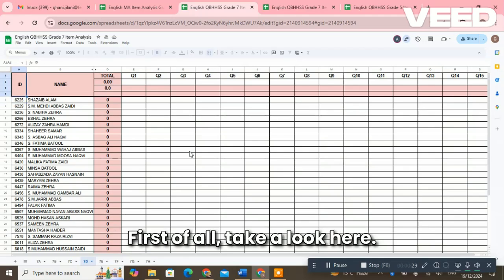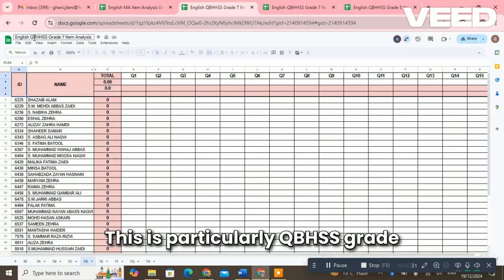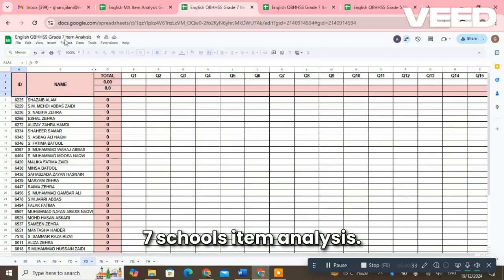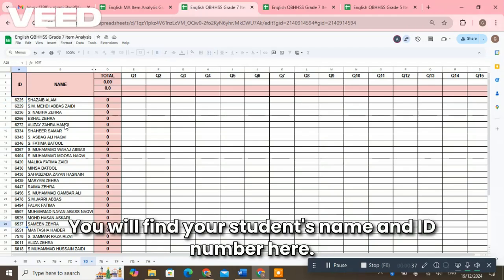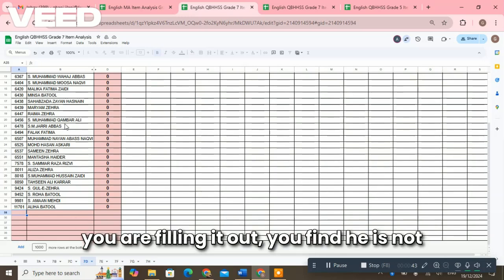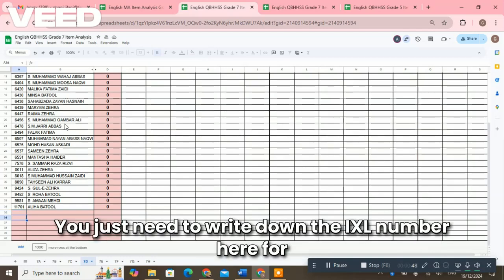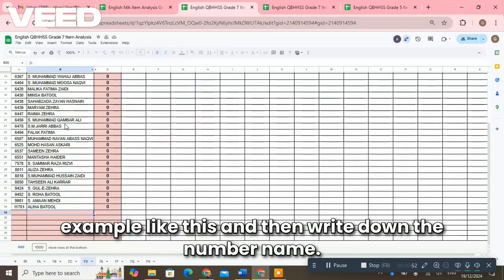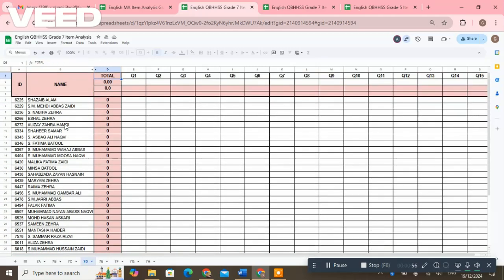First of all, take a look here. This is particularly the QBHHSS grade 7 schools item analysis. You will find your students' names and ID numbers here. If someone is missing, for example, the student you are filling it out for is not appearing here, you just need to write down the IXL number here, for example, like this, and then write down the name.